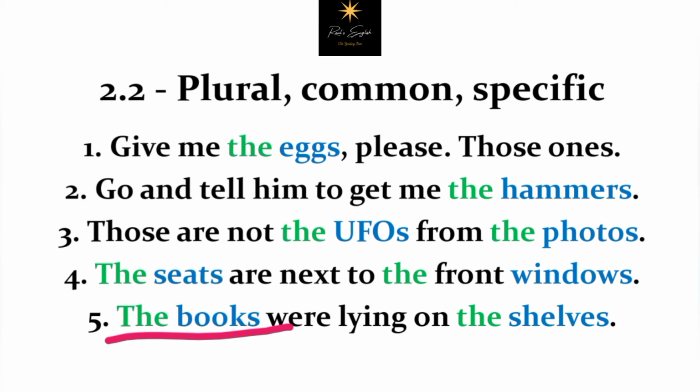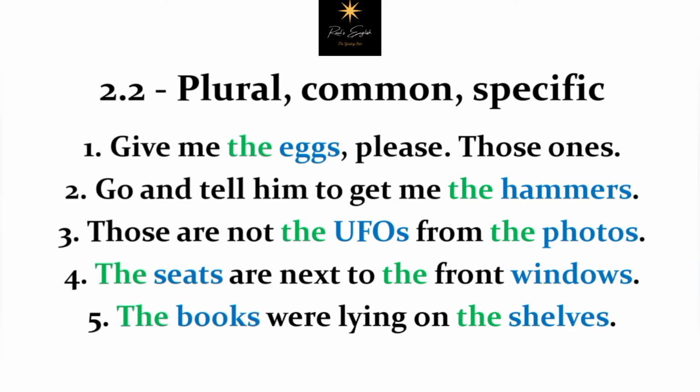Which books? The books we are talking about are the books that we know. They were lying where? On the shelves. Where were they? Where were these shelves? Perhaps they were in the library. Perhaps they were in the study room. They were somewhere, but we know which shelves they are. So this was plural, common and specific.